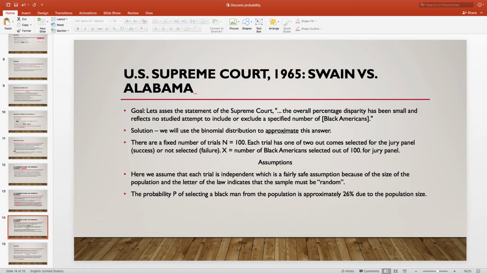there are a fixed number of trials. There's 100 possible individuals that could be selected. And either an individual serves, which will count as a success, or they're not selected for the jury, the trial jury, which we'll call a failure. So X is going to be the number of Black Americans selected out of 100 for jury panel.